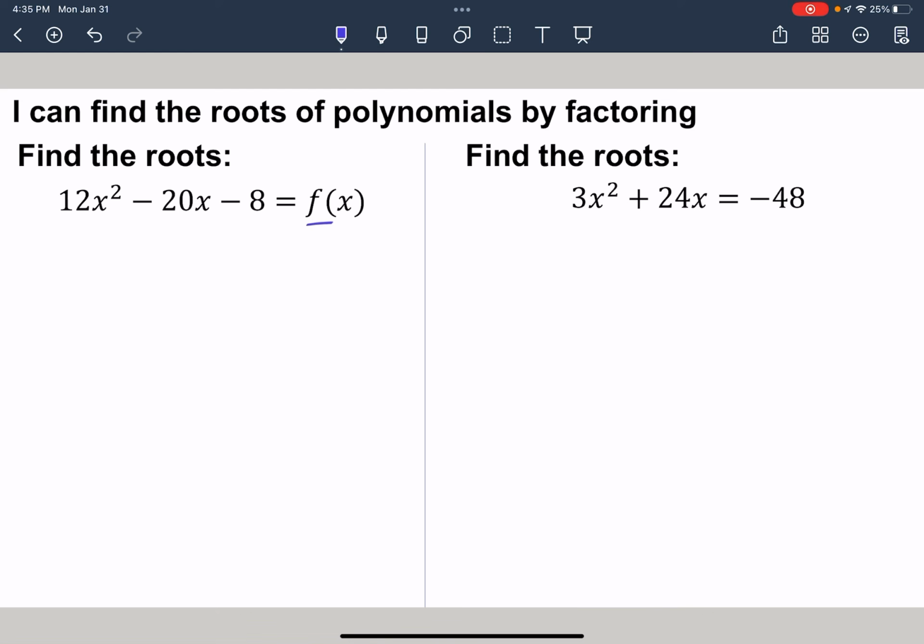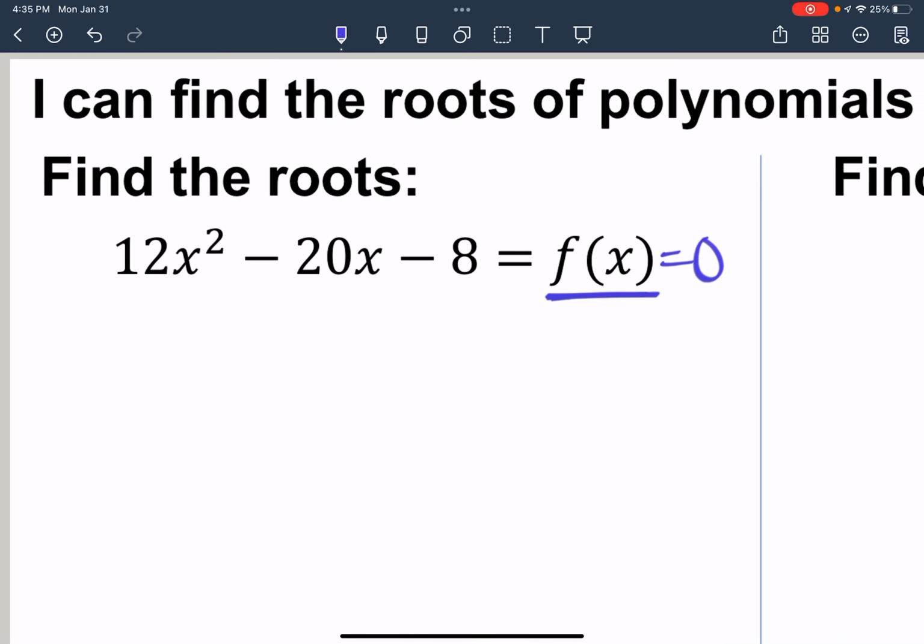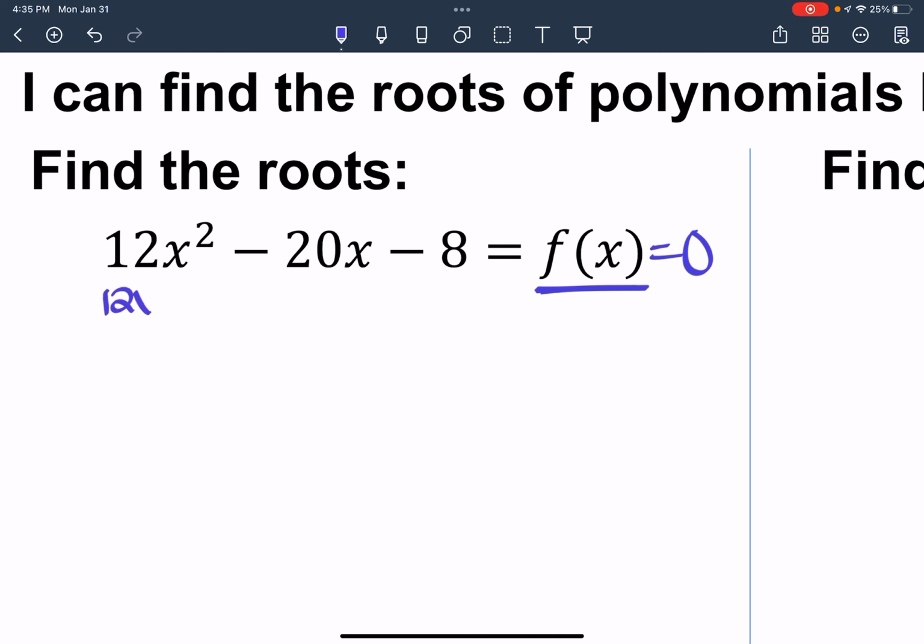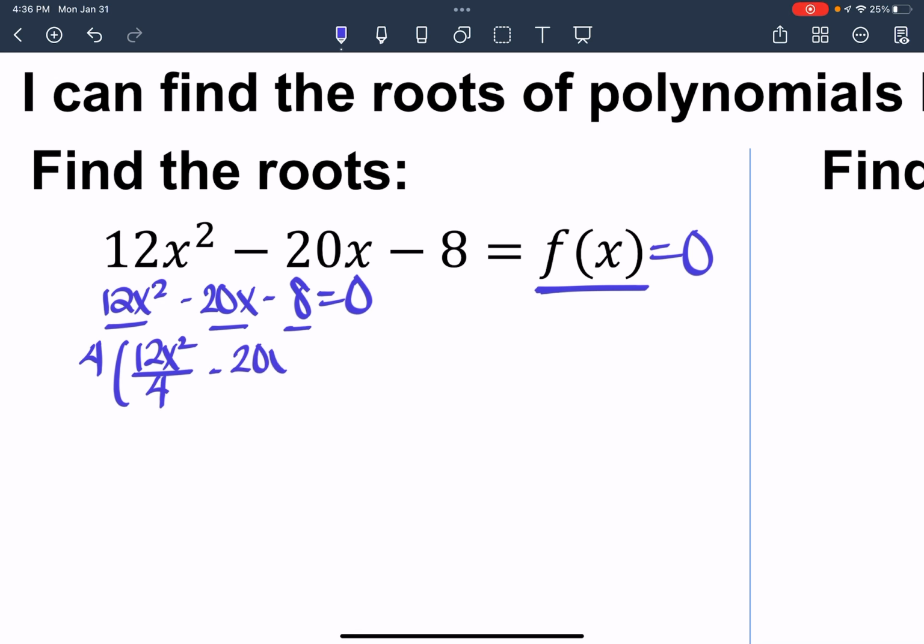So if it tells you f of x, remember the first thing to do is you set your equation equal to 0. So this is basically asking us to solve when f of x equals 0. So I'm going to go ahead and set my equation equal to 0. And so I have 12x squared minus 20x minus 8 equals 0. So I'm going to look for a GCF of these three terms, and I can see that it's all divisible by 4. So I'm going to factor out a 4, leaving me with 12x squared over 4 minus 20x over 4 minus 8 over 4. And that equals 0.